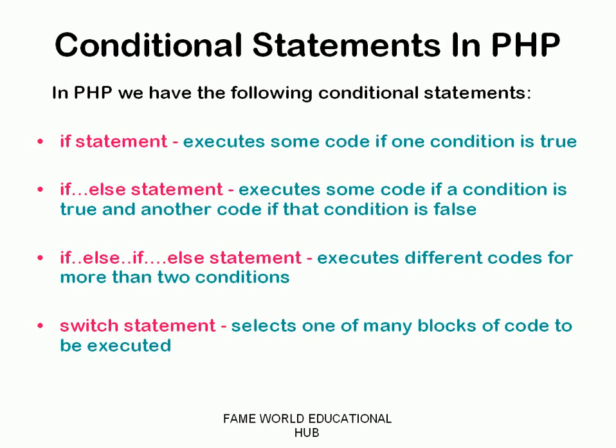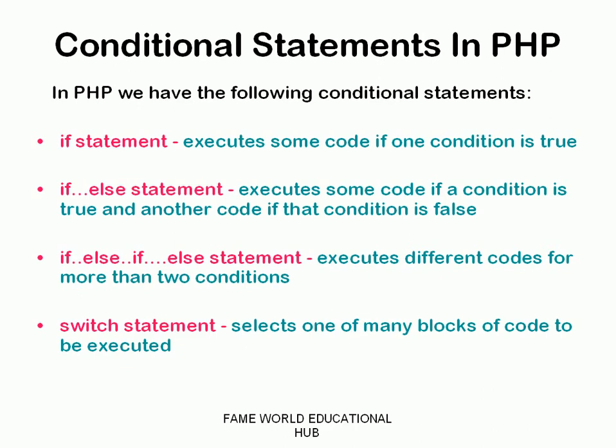So be patient and try to understand the things. The if else statement executes some code if a condition is true and another code if that condition is false. That means it totally depends on the if block. If the condition given in the if block is true, then it executes the if block. Otherwise, it will go to the else section.